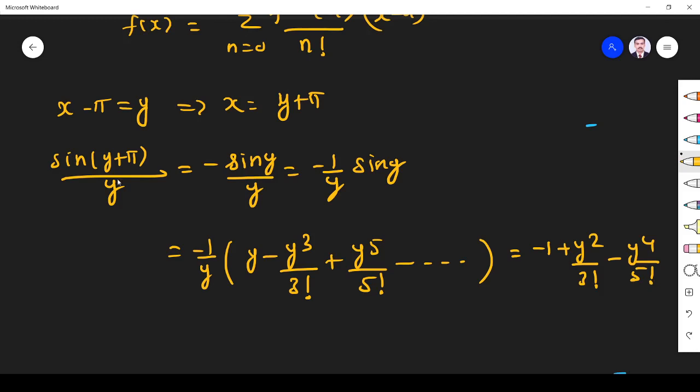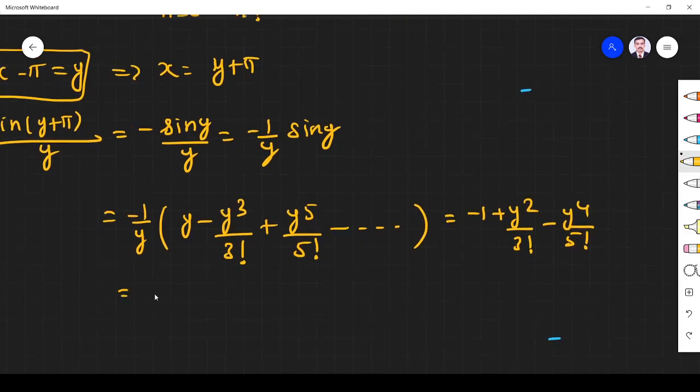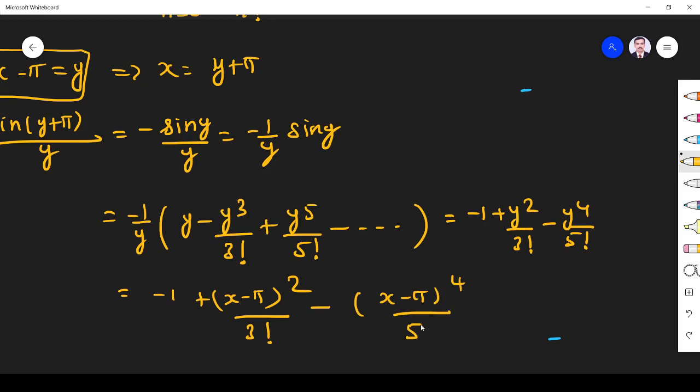Right? So we know the given equation was in x, and we got it in y. So we know y is equal to x minus pi. I want the answer in x only, right? So if I substitute y is equal to x minus pi, it is minus 1 plus x minus pi whole square divided by 3 factorial minus x minus pi whole power 4 divided by 5 factorial, right? So let us see the answer.